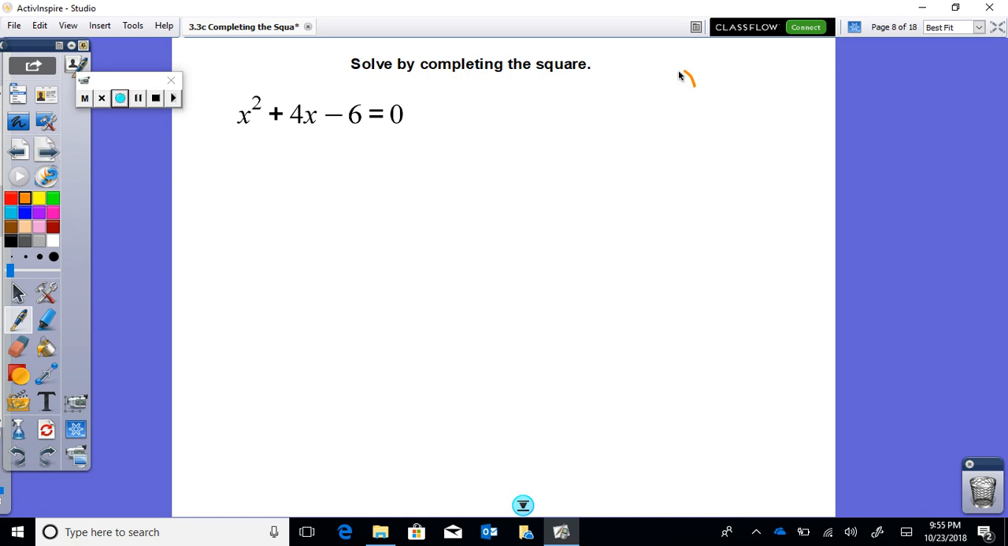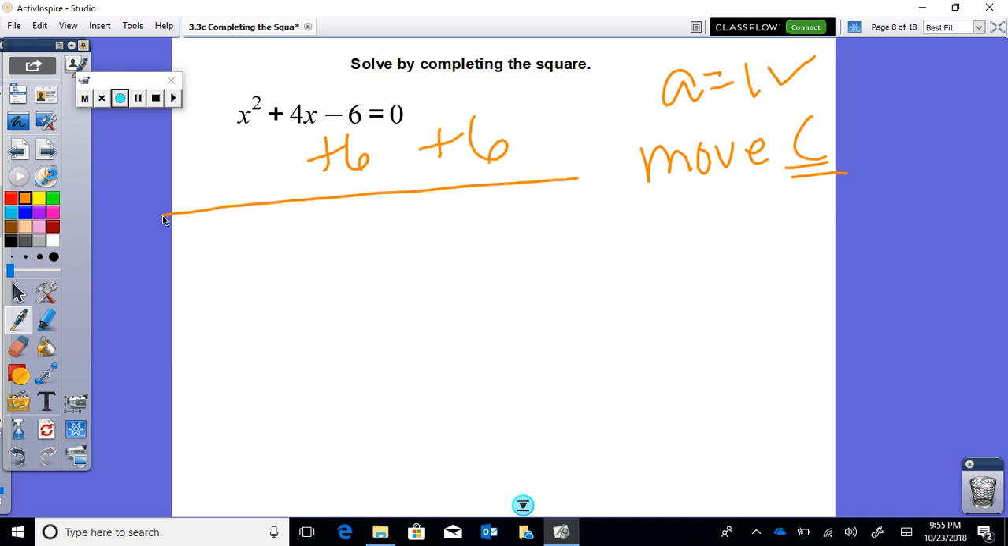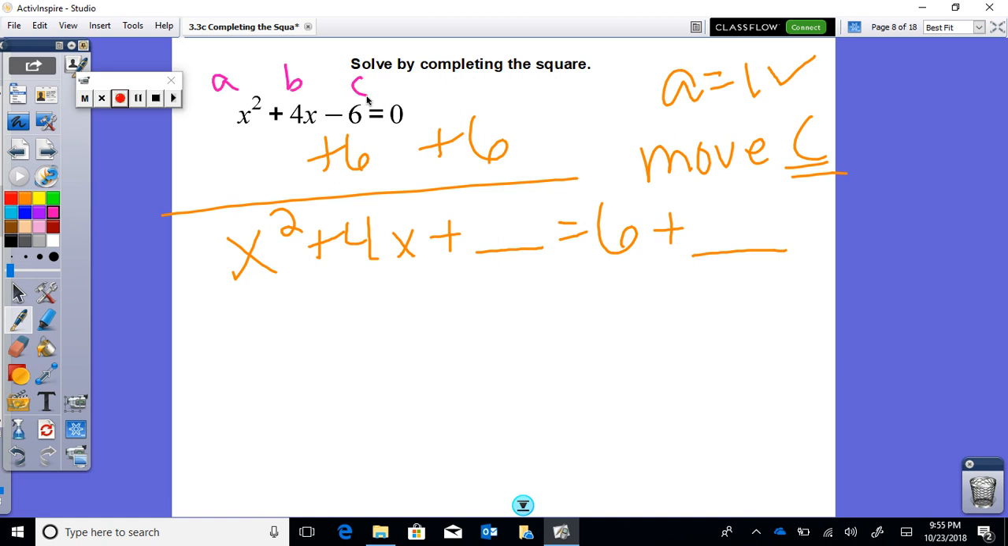All right, so a equals 1, check. X squared plus 4x plus 6. Next is to move the c, which c stands for constant, so it's the one without the variable. So we're going to move the 6 over. And I get x squared plus 4x plus blank equals 6 plus blank. Remember, I leave the blank so I can add the b divided by 2. A, b, c. So b divided by 2 will be 4 divided by 2, which is 2, and 2 squared is 4. So that's what goes in those blanks.